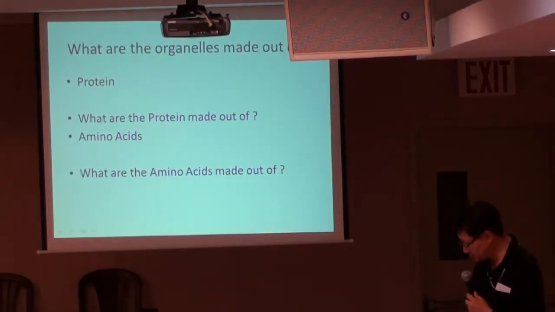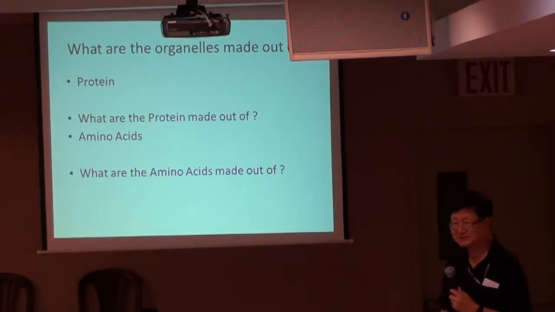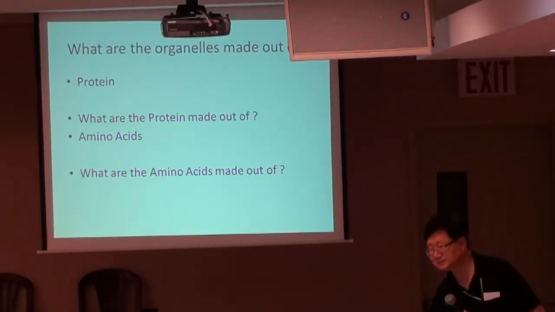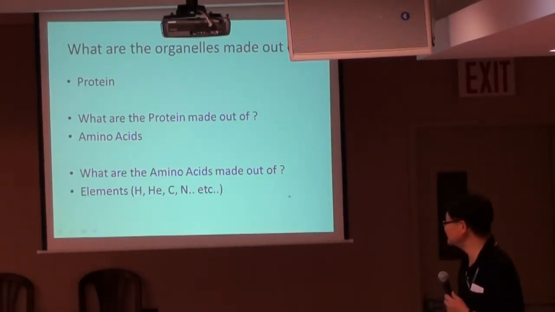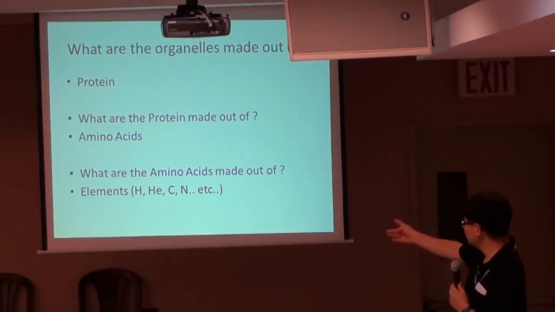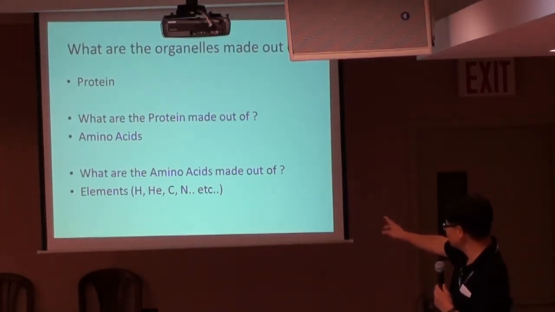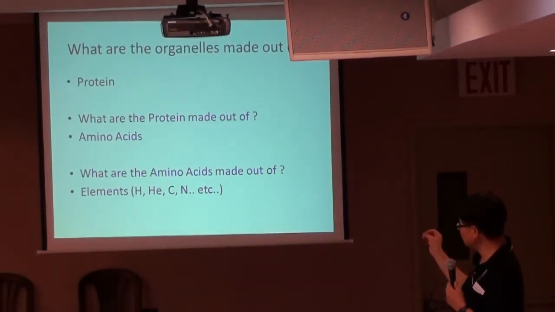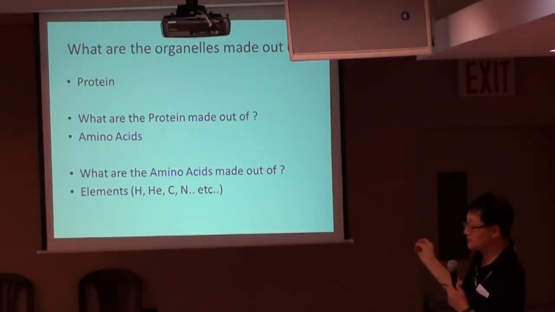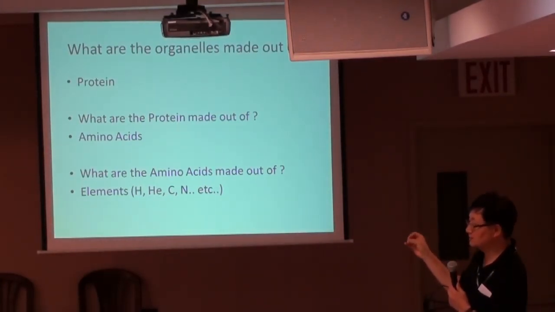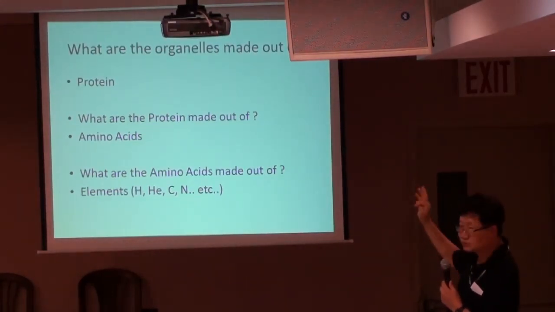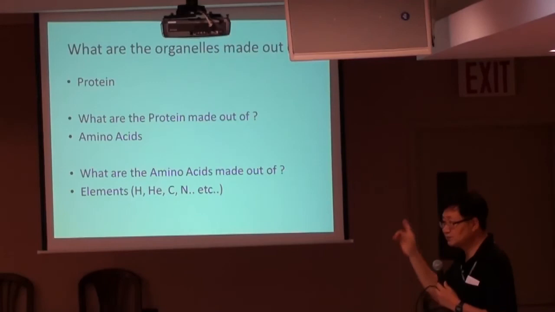Now, what are the amino acids made out of? That's a more difficult question. But think simply. Yes, these things are elements, okay? Hydrogen, helium, carbon, nitrogen. These things are elements. So elements together make amino acids. Amino acids together make protein. Protein together makes organelles. Organelles come together into one living cell. So is an amino acid a living thing? No, not yet. Is a protein a living thing? No, not yet. That's what we call chemical evolution.